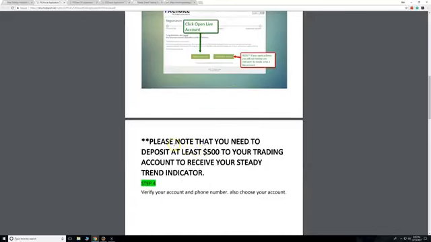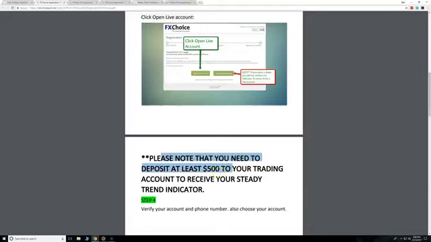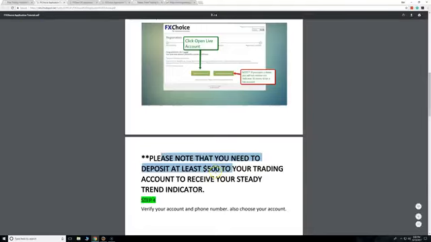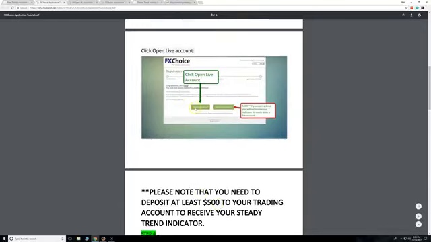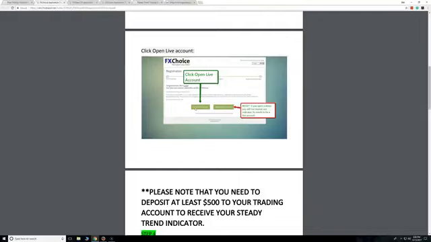And we actually note that there. Please note that you need to deposit $500. So that's actually step 2. You need to deposit $500 US dollars into this live trading account. If it's a demo account, it won't work.